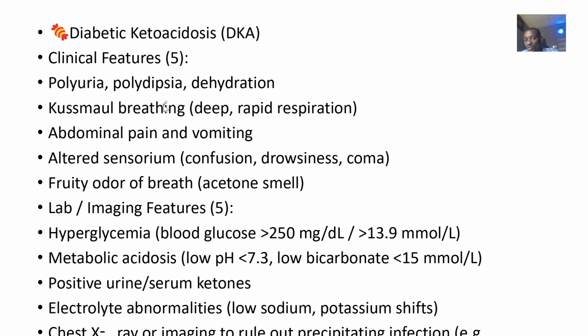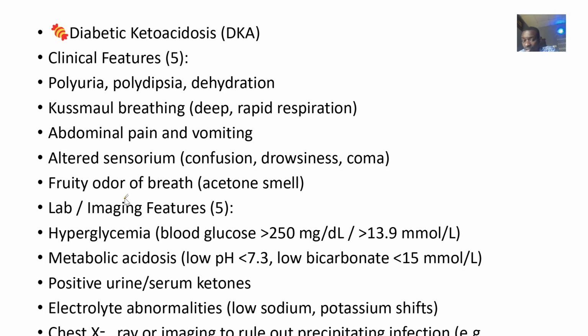Then there's Kussmaul breathing, deep rapid respiration, abdominal pain and vomiting, altered sensorium, so you are confused, you are drowsy, coma, okay, fruity odor of breath.